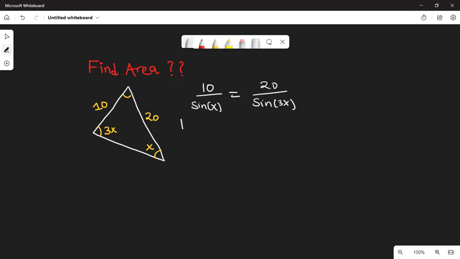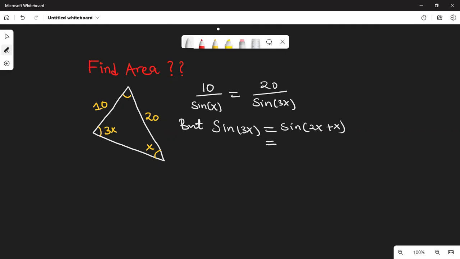So you can write, but sine 3x, I'm going to use the trigonometric identity. So we write sine 3x. This is the same as writing sine 2x plus x. And remember, sine of A plus B is the same as sine A cos B plus cos A sine B. So that's the identity I'm using.